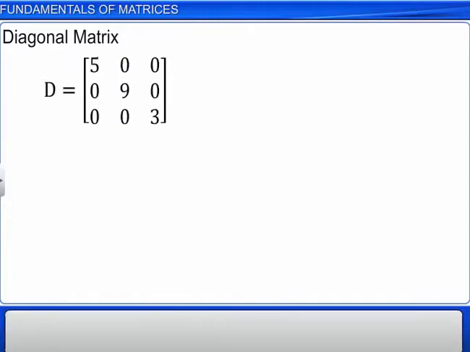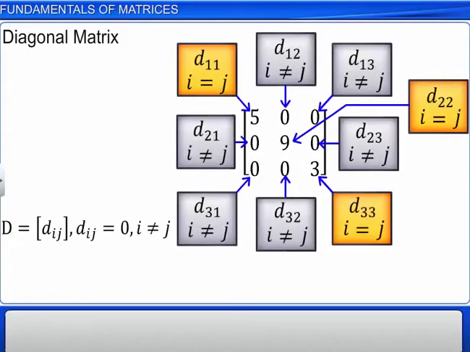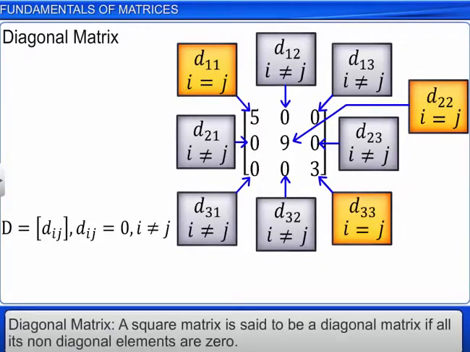Consider a matrix where all the elements except the highlighted elements are zeros. These elements are called the diagonal elements of the matrix. These kinds of matrices are called diagonal matrices. The general representation of a diagonal matrix is as shown here. Let's see how this general form is applied to the example shown. A square matrix is said to be a diagonal matrix if all its non-diagonal elements are 0.